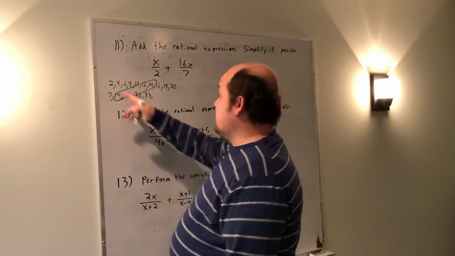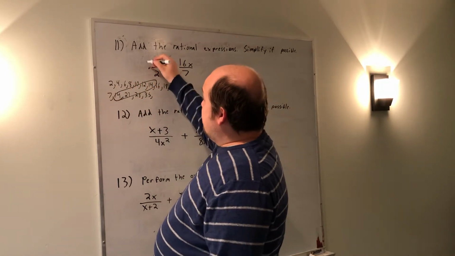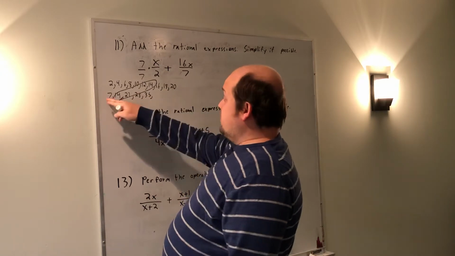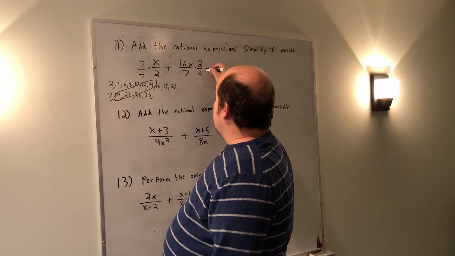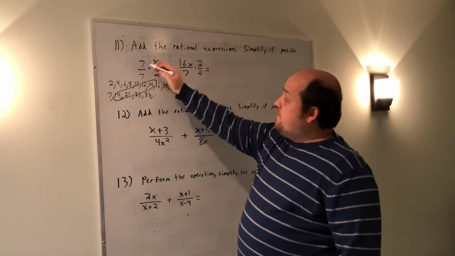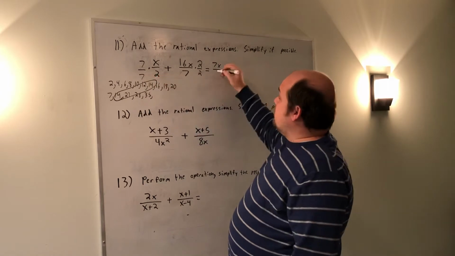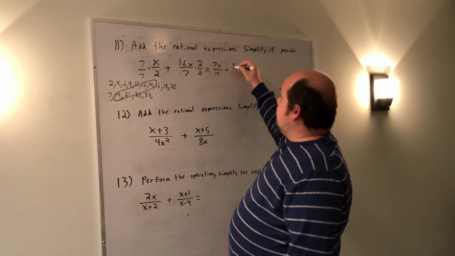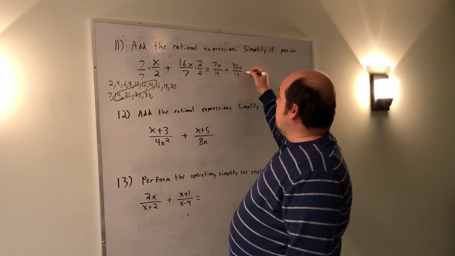On my 2 list, this was the 7th factor, so I'm going to be multiplying by 7 over 7. On my 7 list, it was the 2nd factor, so I'm going to be multiplying by 2 over 2. 7 times x gives me 7x. 7 times 2 gives me 14. 16 times 2 gives me 32x. 2 times 7 gives me 14.